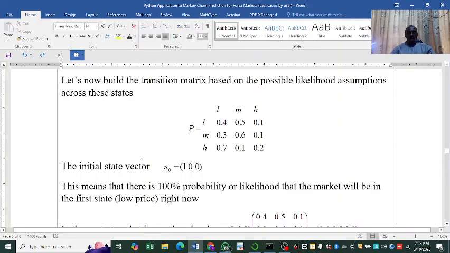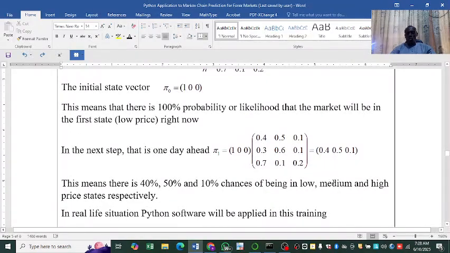Now, we have the initial vector. Since we have 3 states, the first state is low, the second state is moderate, and the last state is high. So the first state will be 1. That means that at the initial time there will be 100% possibility that it will be in the low state. And then we use that vector to multiply the probability so that we move to step 1, prediction ahead.